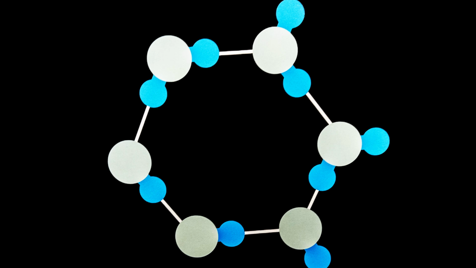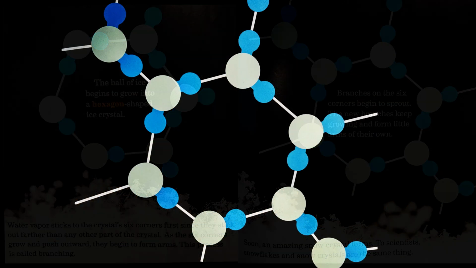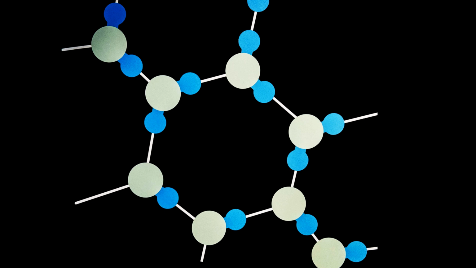This process is called branching. Branches on the 6 corners begin to sprout. The new branches keep growing and form little arms of their own. Soon, an amazing snow crystal forms. To scientists, snowflakes and snow crystals are the same thing.